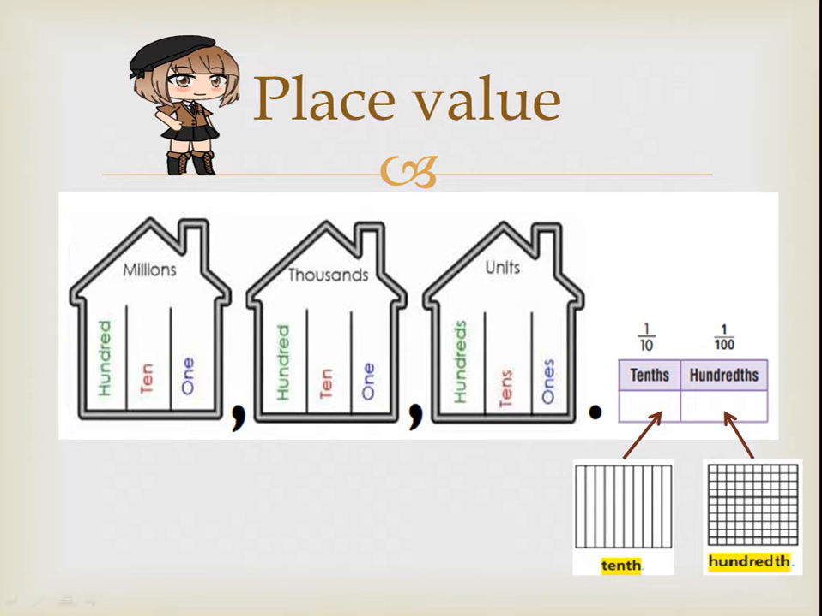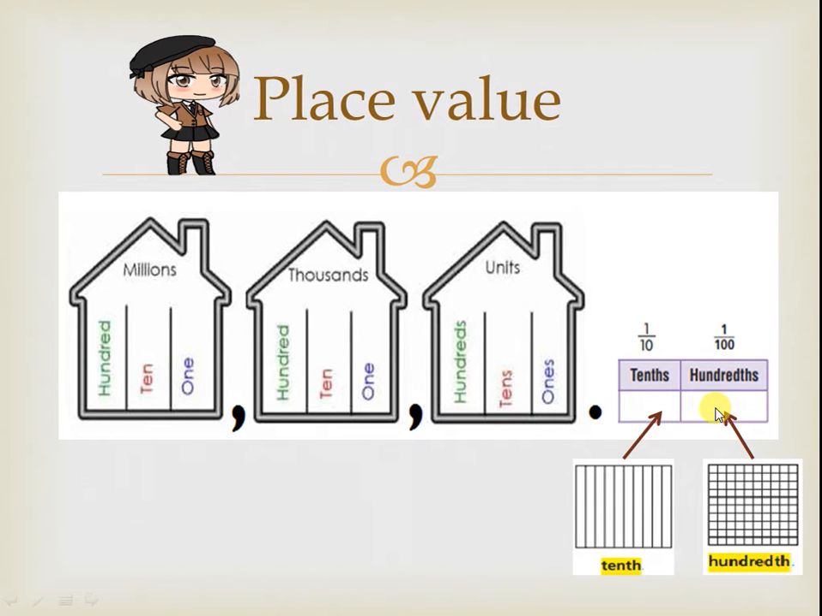Now again, to review it, after ones comes the decimal point, and to the right of it, after that comes the decimal place. The decimal place consists of tenths, which is dividing the whole one into 10 equal pieces, and each one of these pieces is called 1/10. So this is 1/10, this is 1/10, this is 1/10, and so on till 10/10, which is equal to 1 whole.